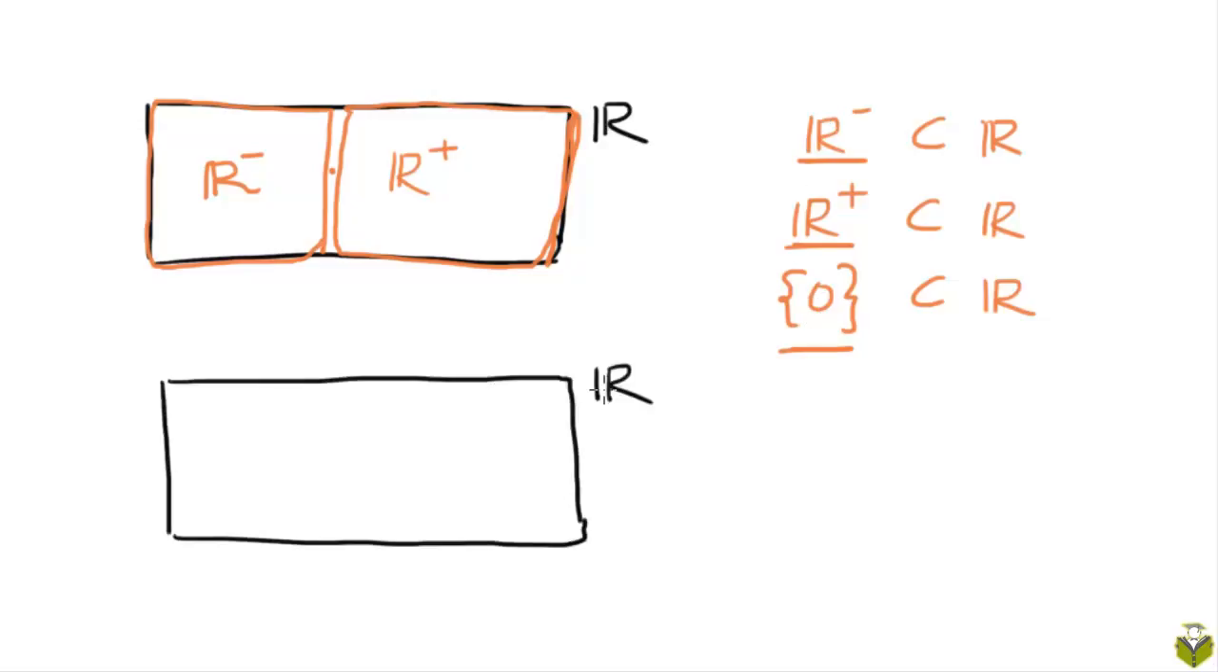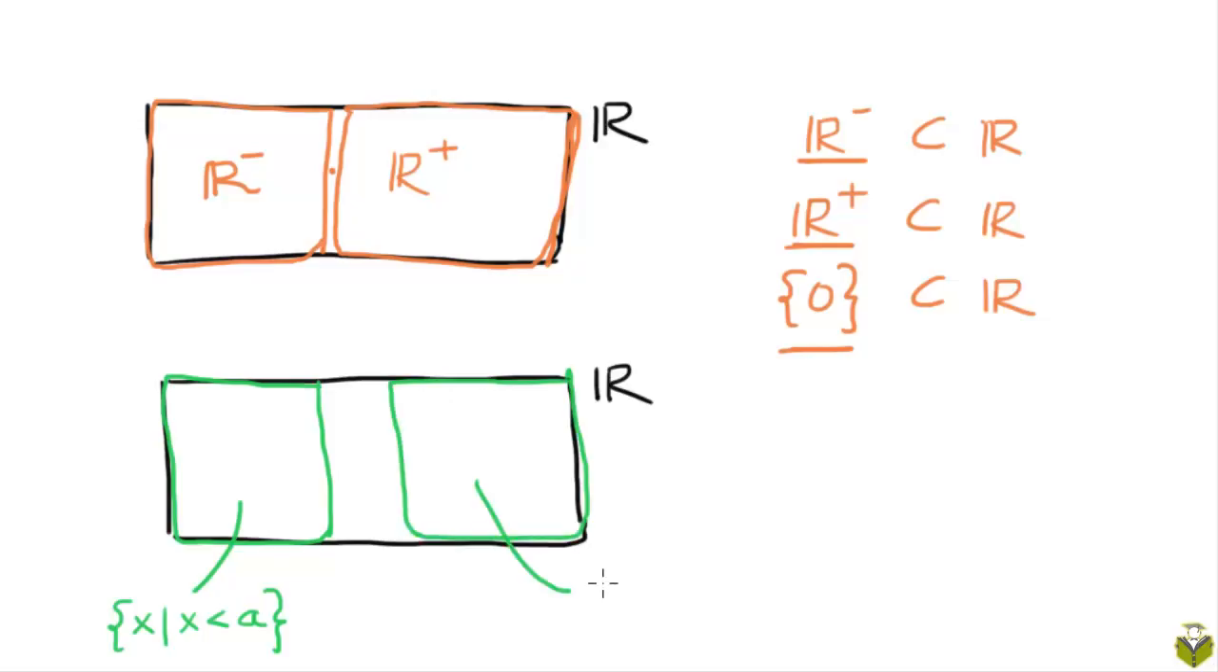Now here's a slightly different way of dividing up R. We could have created a subset of R corresponding to all real numbers having values less than a. So let me call this subset the set of all numbers x, such that x is less than some fixed number a. Then we could have created another subset of R having numbers whose values are greater than b, where b is again some fixed number.